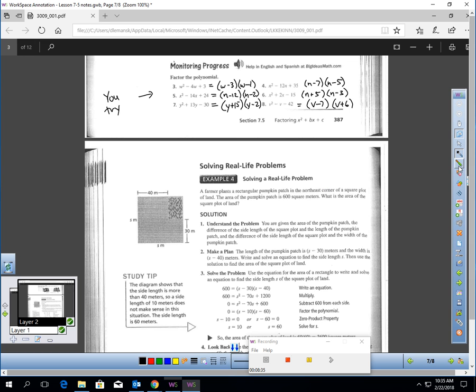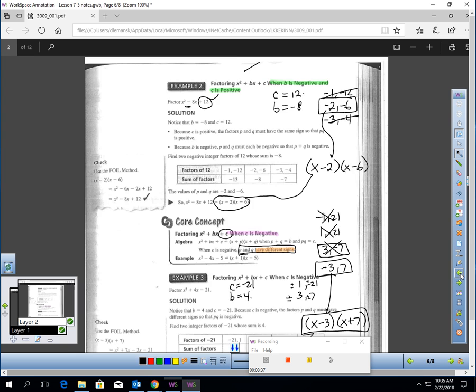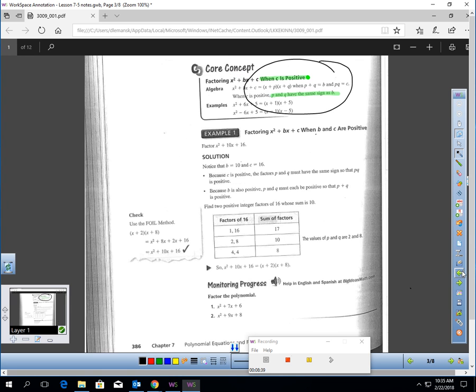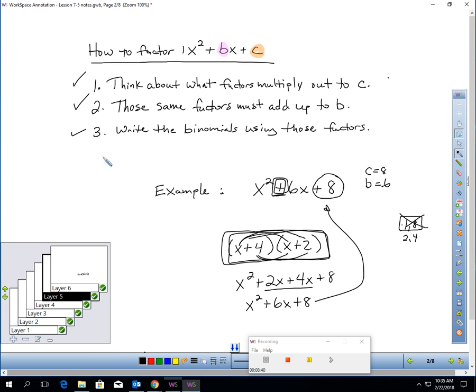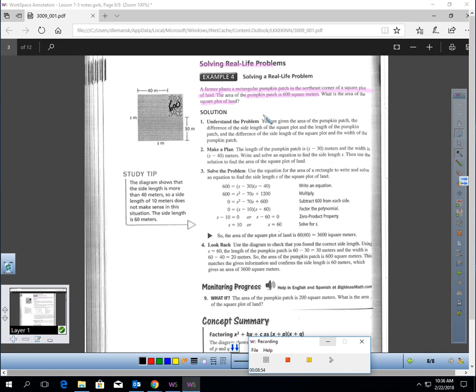Here's the key thing to remember. I'm going to go back a few slides to do the questions I just asked you to do. It's these 3 steps. What multiplies out to C? Those same 2 numbers have to add up to B, and then just use those numbers to write binomials. It's as simple as that. And to wrap up the video, we can use factoring to solve real-life problems.